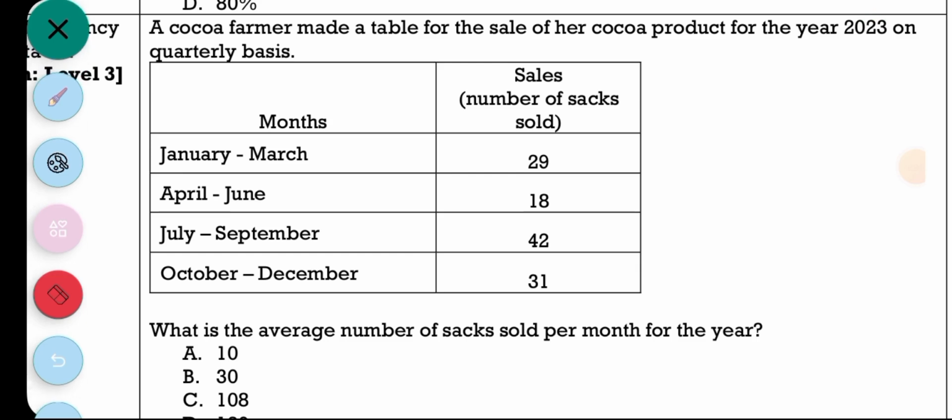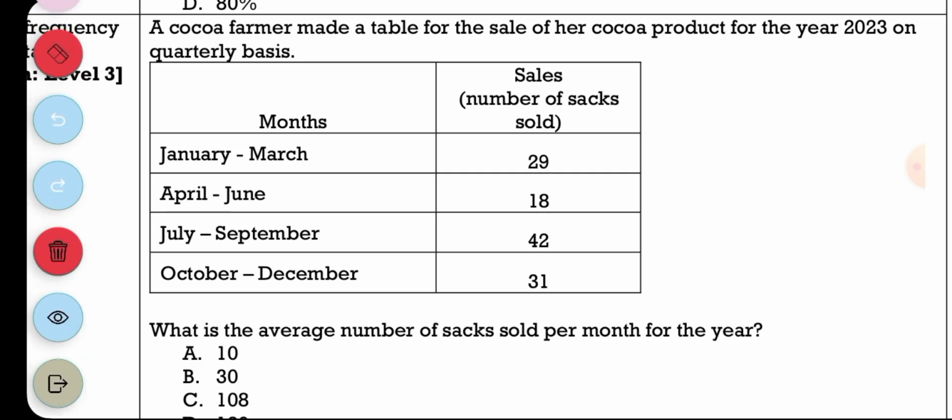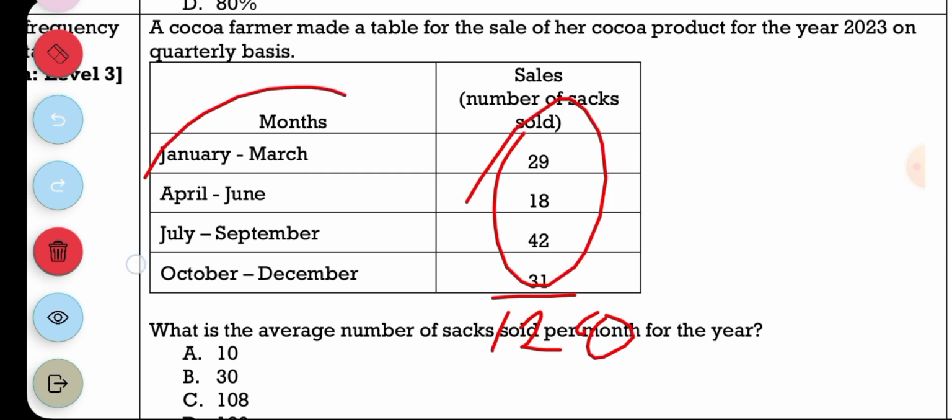So a cocoa farmer made a table for the sale of her cocoa products for the year 2023 on a quarterly basis. So this is what she has. January to March 29, April to June 18, July to September 42, and then October to December 31. So when you find the sum of this, you are going to have 120. Now 120, to find the average, 120 over 4. So it's actually in quarters. So we have 4. 1, 2, 3, 4. There are 4 quarters in 12. So 120 over 4 is giving us 30. So answer to this is B.